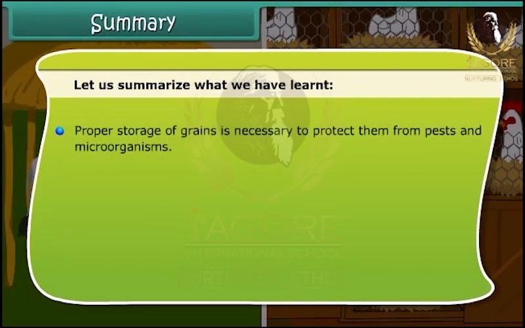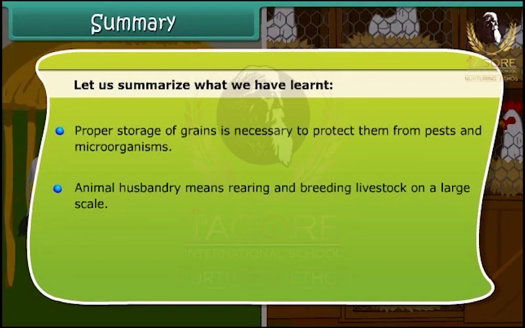Proper storage of grains is necessary to protect them from pests and microorganisms. Animal husbandry means rearing and breeding livestock on a large scale.